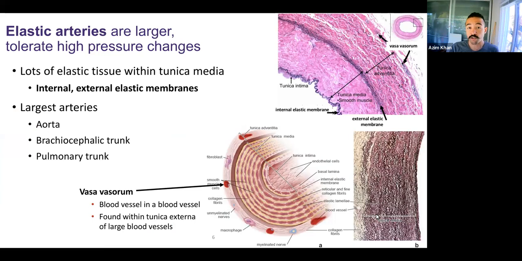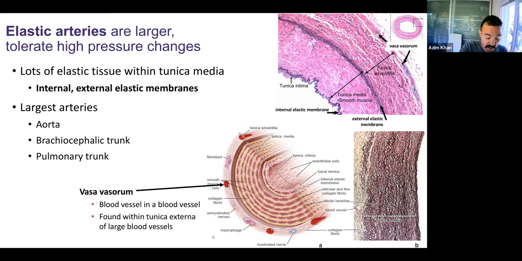So let's talk about arteries first. We can divide up arteries into 3 categories. All of them, what's true about arteries is that they carry blood away from the heart. So functionally, what makes an artery is that it carries blood away from the heart. We can divide up arteries into 3 structural categories.